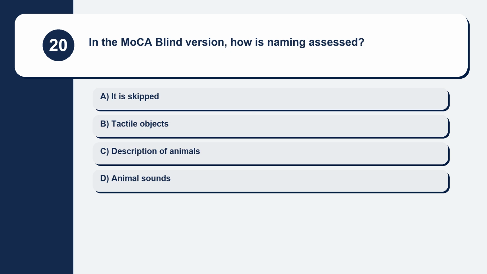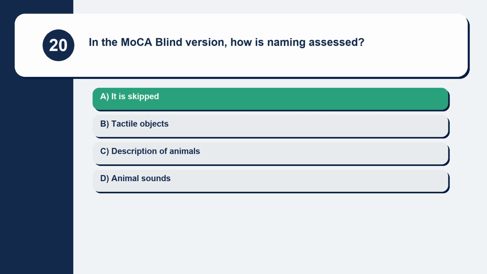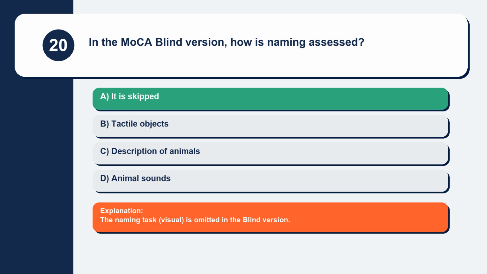Question 20. In the MoCA blind version, how is naming assessed? It is skipped. Tactile objects. Description of animals. Animal sounds. The naming task, visual, is omitted in the blind version.